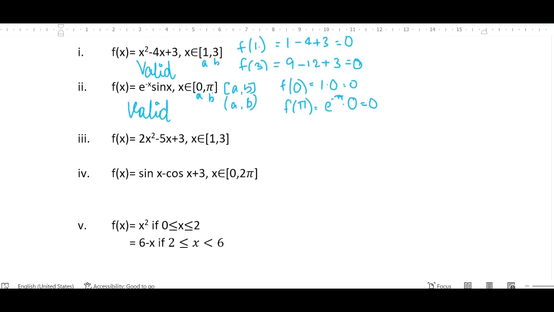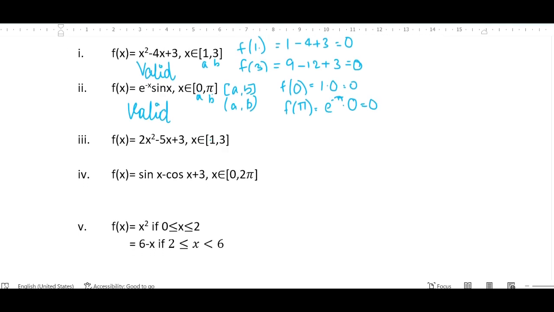Moving on, f of x is equal to 2x square minus 5x plus 3. This is again like your very first sub question. Since it's a quadratic, it is both continuous and differentiable, so the first two conditions are satisfied. Now let's see what happens for the last condition, that is f of a and f of b. f of a is f of 1, which will be 2 into 1, which is 2, minus 5 into 1, which is 5, plus 3, which is 0. And f of 3 will be equal to 2 into 9, that is 18, minus 5 into 3, that is 15, plus 3.